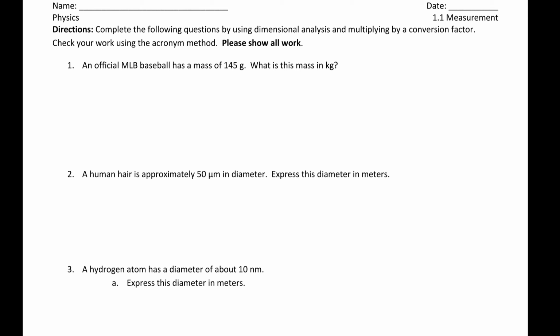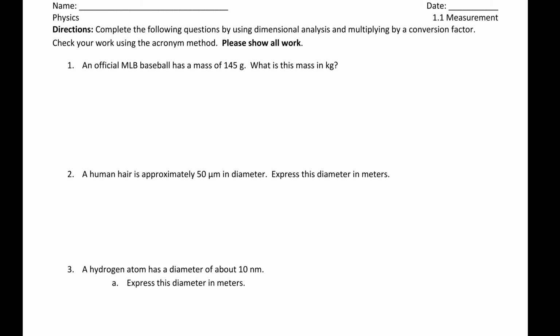Number 1: an official Major League Baseball has a mass of 145 grams. What is this mass in kilograms? It says to use dimensional analysis and multiply by a conversion factor. Check your work using the acronym method.